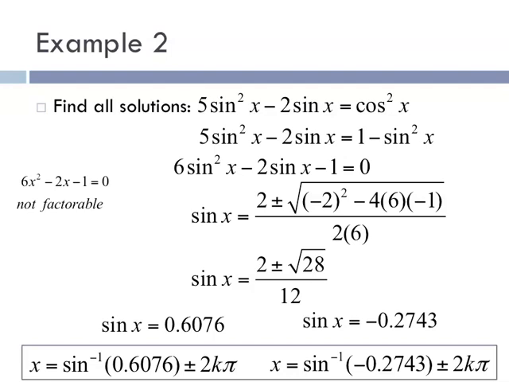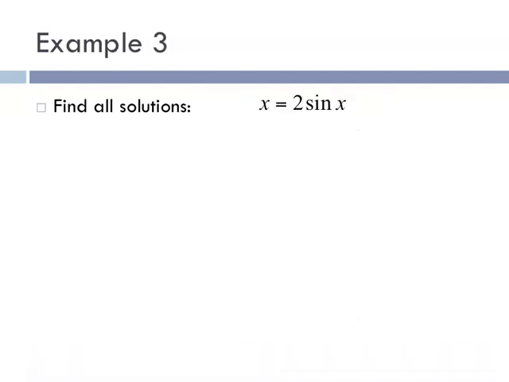Let's look at example 3. This one says, find all solutions for x equals 2 times sine of x. Now here's an example that's different from the other examples we've seen so far. In this one, we have x by itself on the left there, and then on the right we have x as part of the trig function, sine of x. If you see something like this, the way that we're going to go about solving this is by graphing.